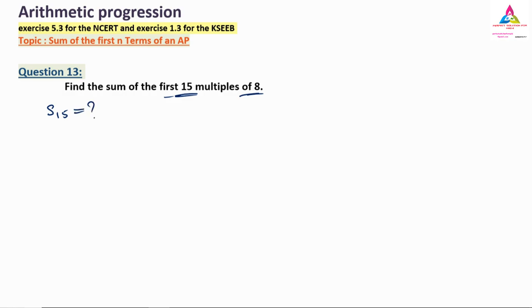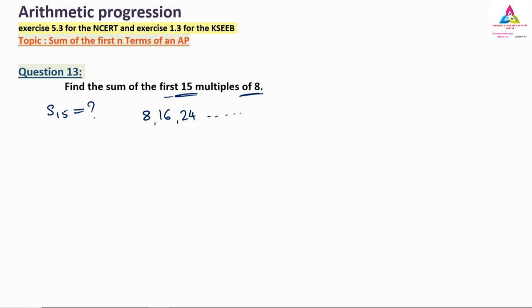But what is that AP now? The multiples of 8. Which is the first multiple of 8? You can see the first multiple of 8 means the 8 table. So we have to start from 8. Next 16, next 24, and so on. The 8 table you have. Like that we have to write down that AP. This is the same question that I did in the previous video.